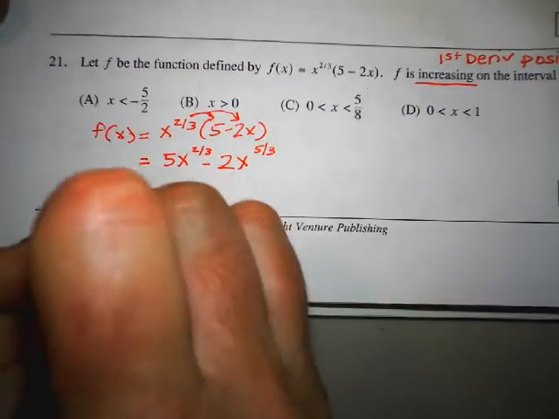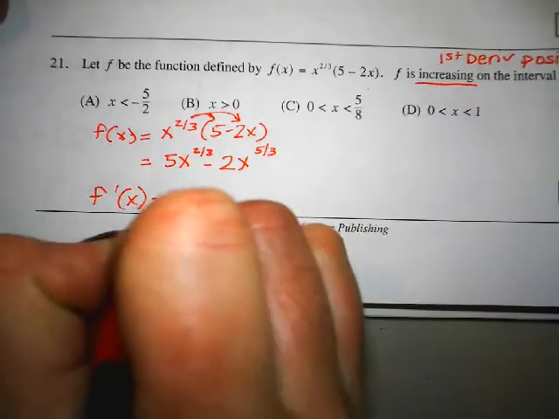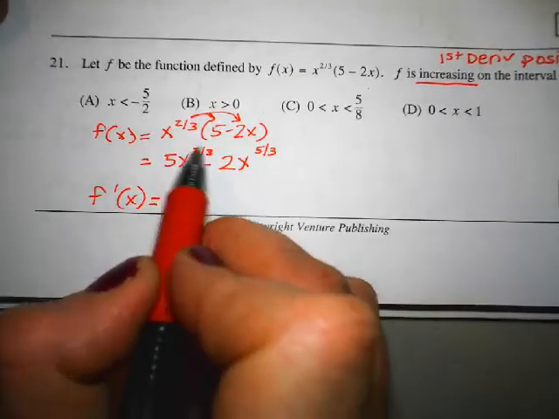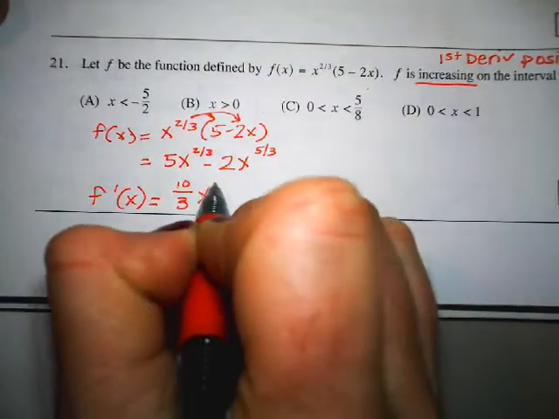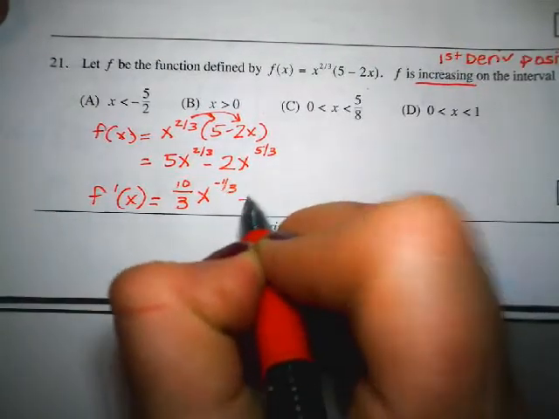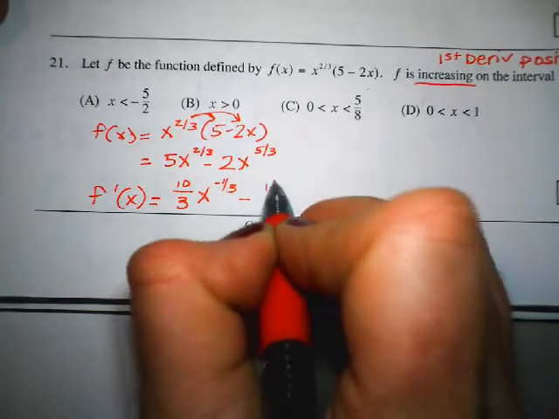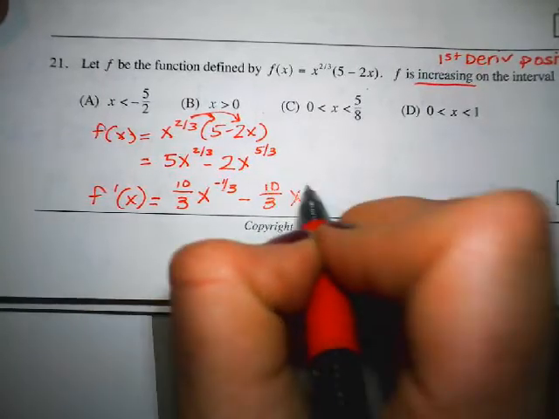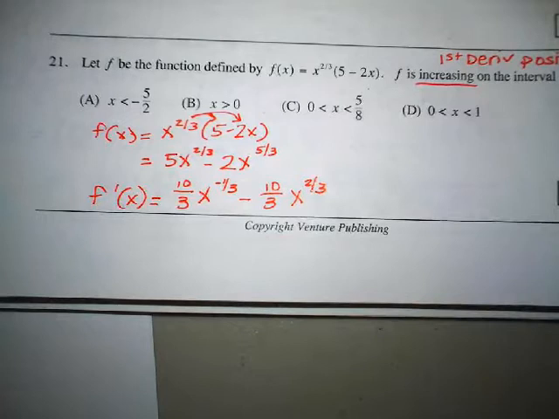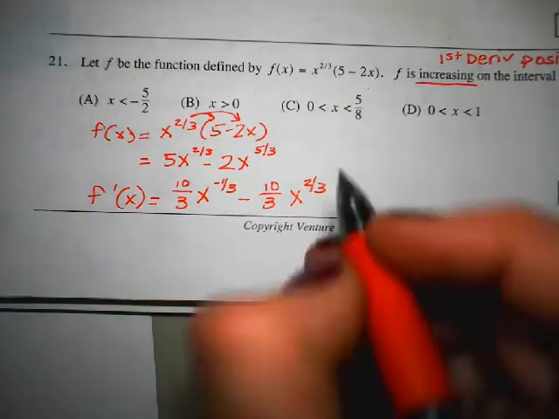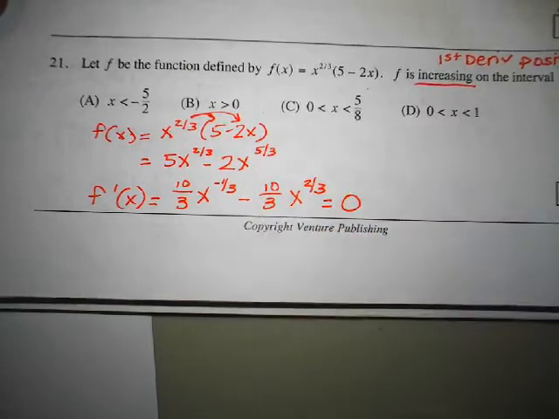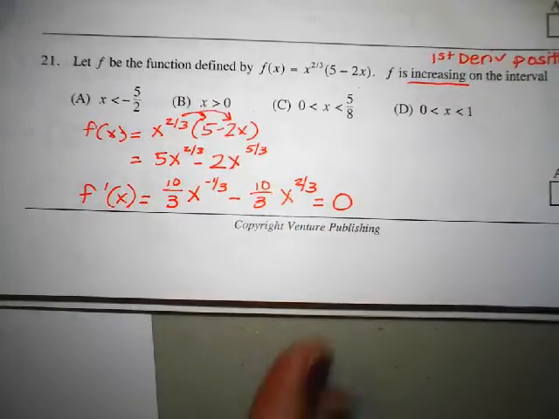Now I need my first derivative. Now I can just do a power rule. So if I multiply here, I'm doing the power rule, I get 10/3 x to the negative 1/3 minus 10/3 x to the 2/3. To figure out where the function is increasing or decreasing, I'm always going to set this equal to 0, and then eventually I'll set up my number line.